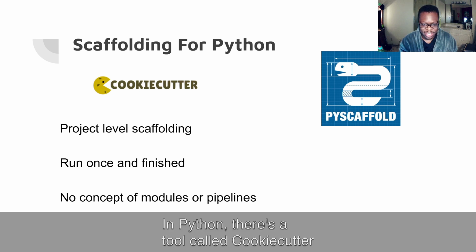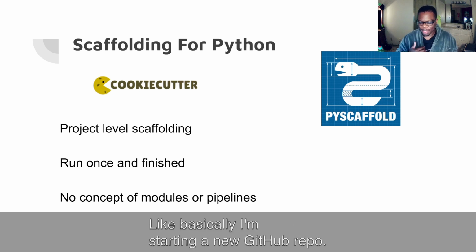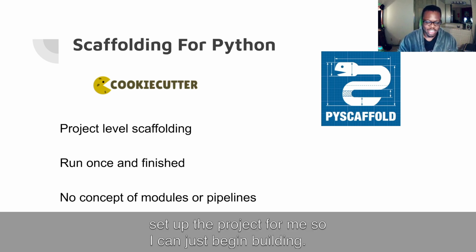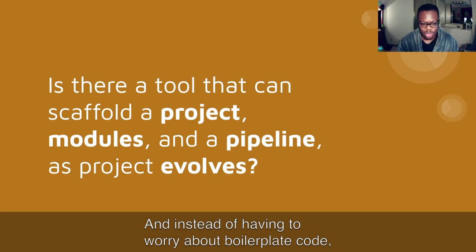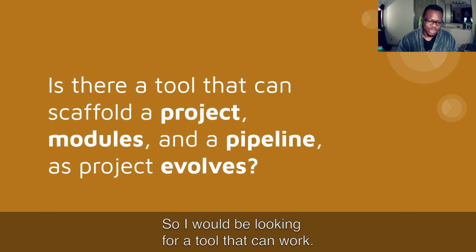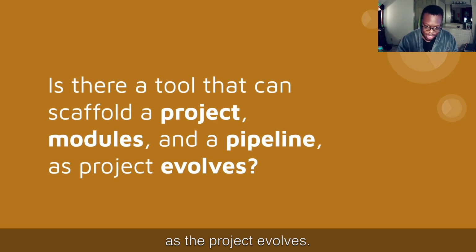So in Python, there's a tool called Cookie Cutter that allows you to do project-level scaffolding. Basically, I'm starting a new GitHub repo. I can run Cookie Cutter and it'll set up the project for me, so I can just begin building instead of having to worry about boilerplate code. But the problem is that these tools only work at the beginning. So I was really looking for a tool that can scaffold a project, module, and a pipeline as a project evolves.